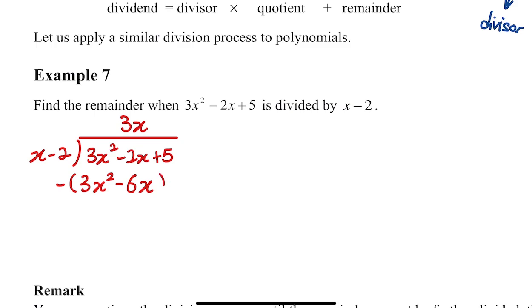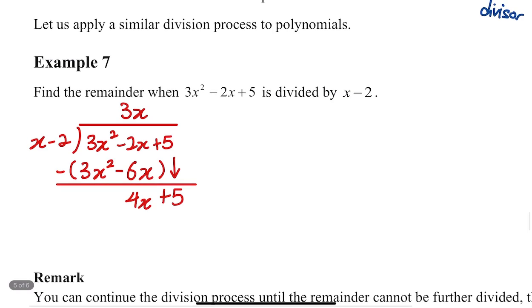Then now I minus away. Okay, I'm left with 3x squared minus 3x squared, which is 0, then negative 2x minus negative 6x. It will be negative 2x plus 6x, which will give me 4x, then this 5 will go down, plus 5. Okay, then next step, I still have x minus 2 as my divisor. What number do I need to multiply to this x over here in order to get this first term here, 4x? I hope you can see it's a plus 4.